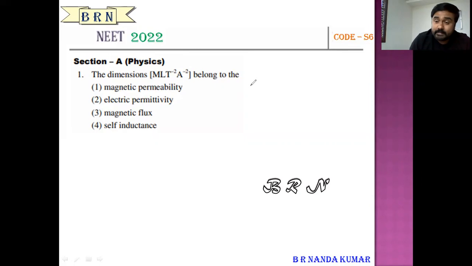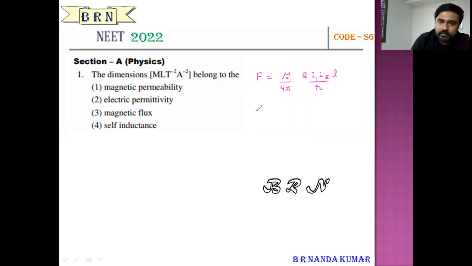For that, in magnetism and moving charges, the force acting per unit length between two long straight infinite current carrying wires. So the formula there is F is equal to mu0 divided by 4 pi into I1 I2 L divided by R. Everyone will know this formula. Using this formula, we can easily calculate the dimensions of magnetic permeability.